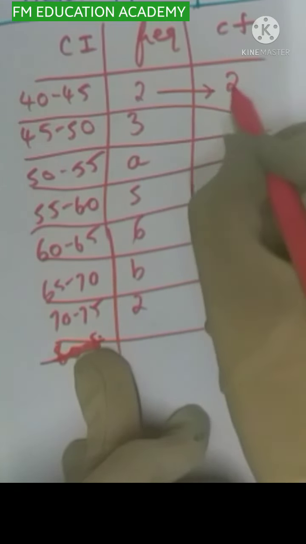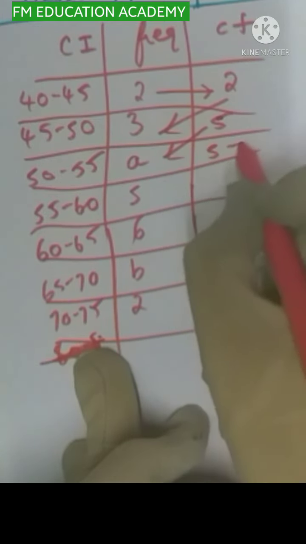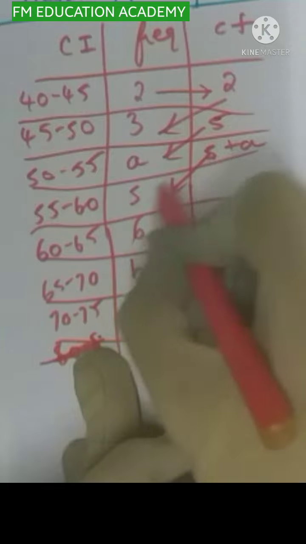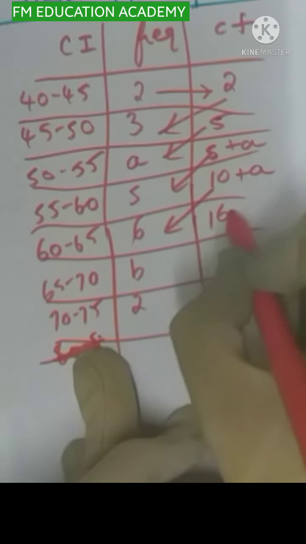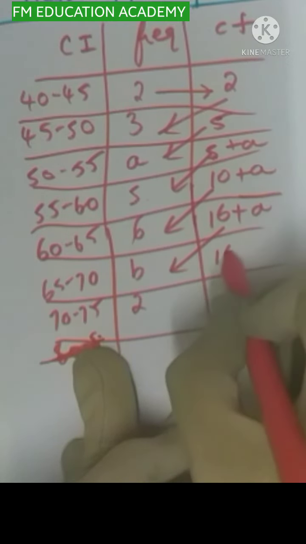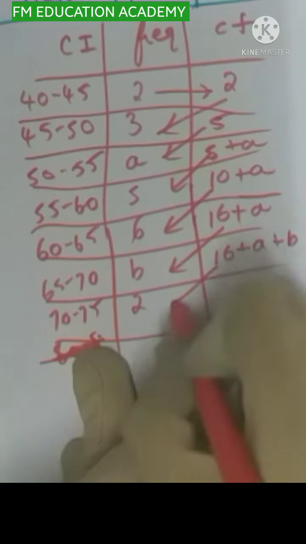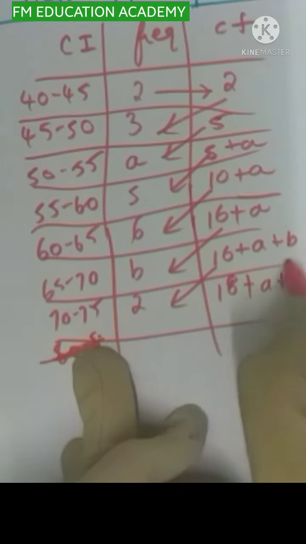This will be the same. This will be 2 plus 3, 5, 5 plus A. Then we have 5 plus 5 plus A. 5 plus 5 is 10, so 10 plus A. Then we have 10 plus 6 is 16, so 16 plus A. Then we have 16 plus A plus B, and this is equal to 16 plus 2 is 18. So 18 plus A plus B.